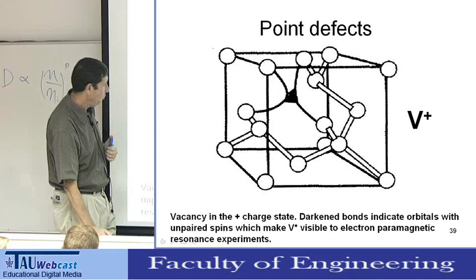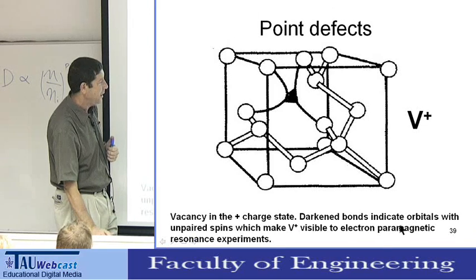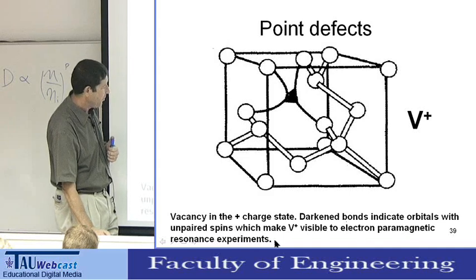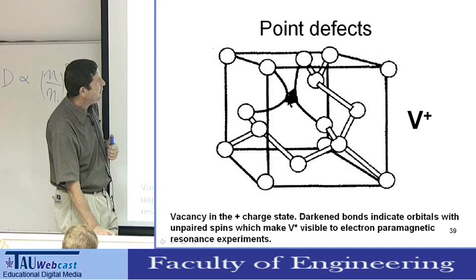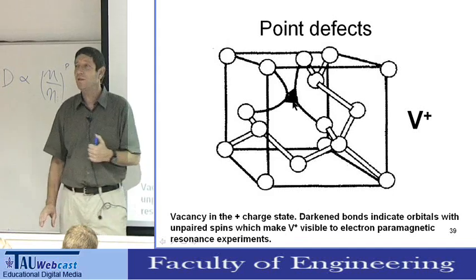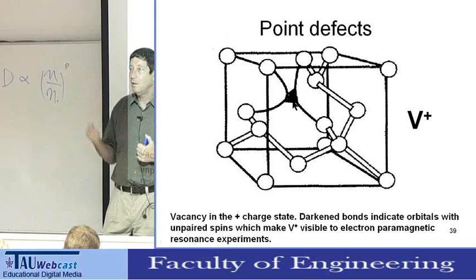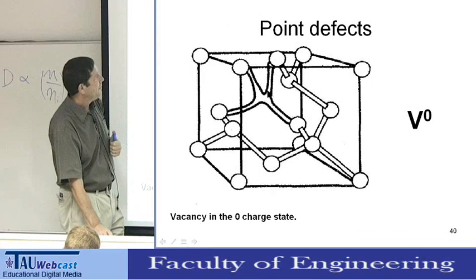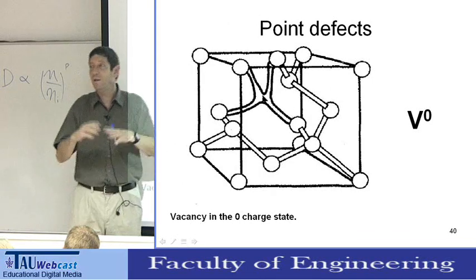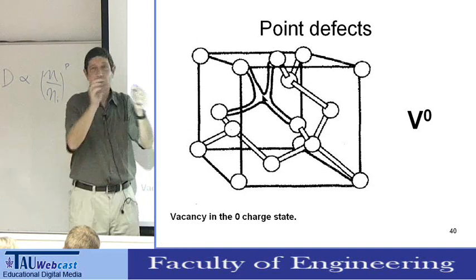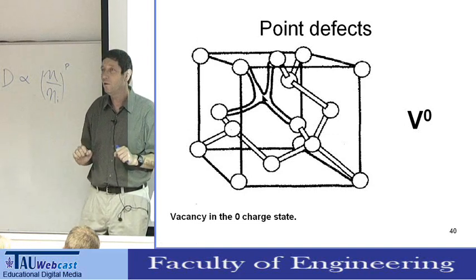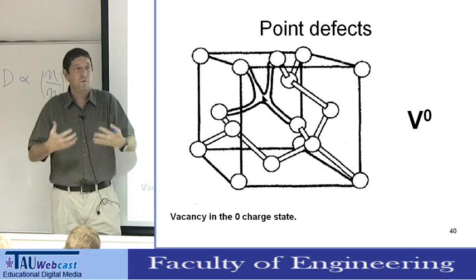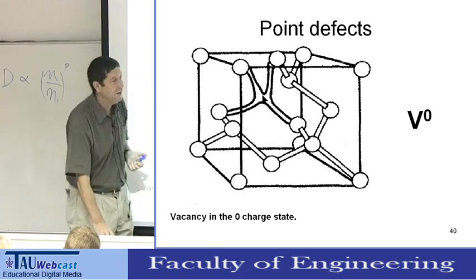Darkened bonds indicate orbitals with unpaired spins, which make V plus visible to electron paramagnetic resonance. Sorry, it's not electron spin resonance, it's electron paramagnetic resonance experiments. So this can be vacancies with charge plus 1. Charge plus 1 means there's one electron missing. It can be 0. Basically all the orbitals are making the connection. It's not the most favorable state, but it can happen. So this is a neutral vacancy.